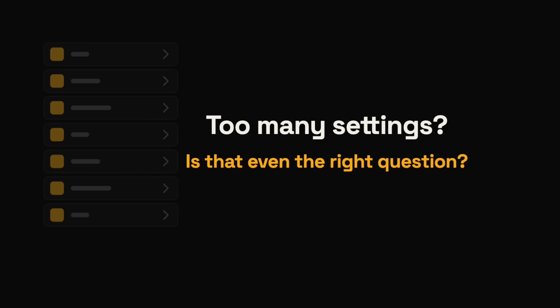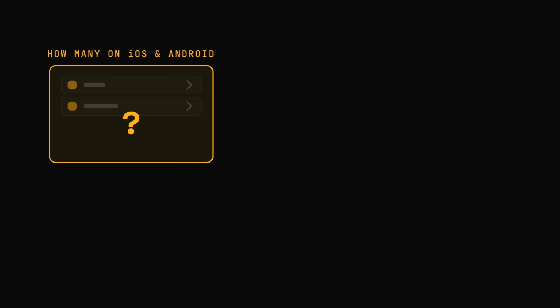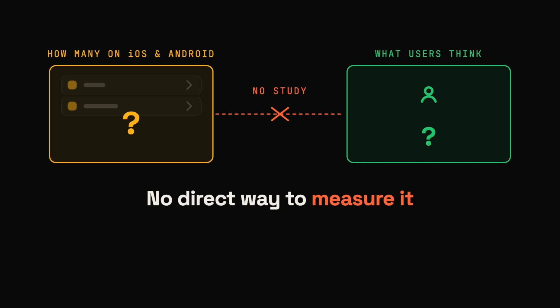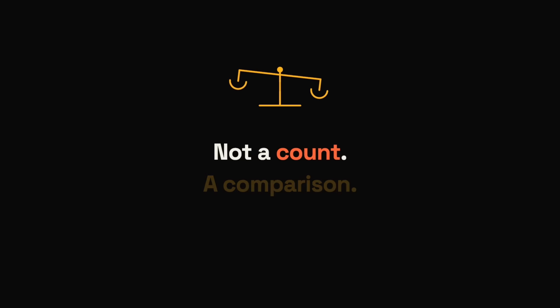Are we living at a time where there are too many settings? Is this even the right question? One idea to deal with it, because there's no direct way to measure how many settings we have on iOS and Android, and I want to talk about phones specifically here, against what users actually think of them, and I'm not aware of any study around that specific topic. But one thing that can help us with this "too many" question is to think of it slightly differently. Too many doesn't mean a count. We can think of it as a comparison.